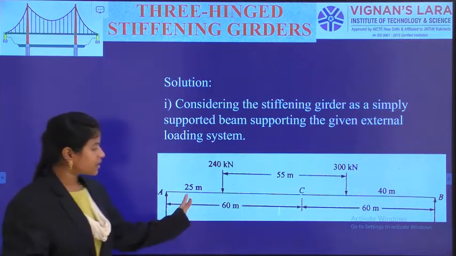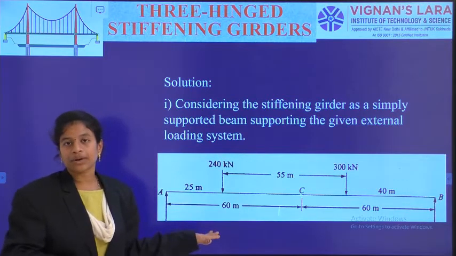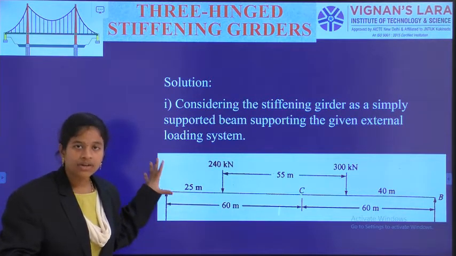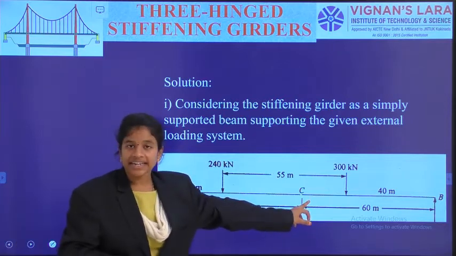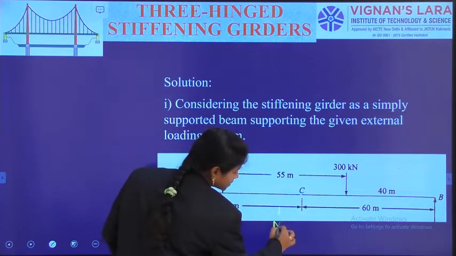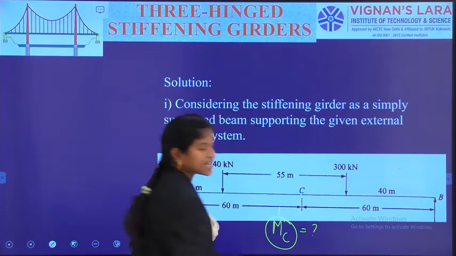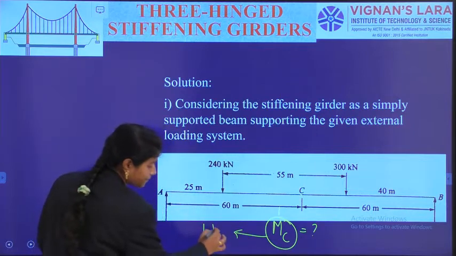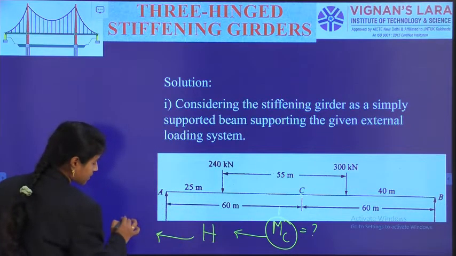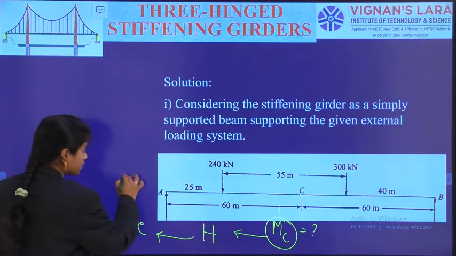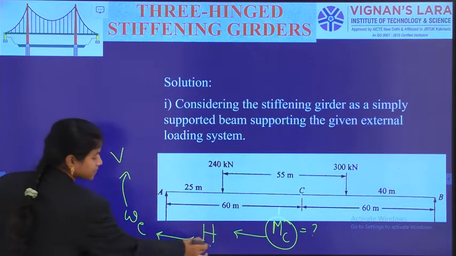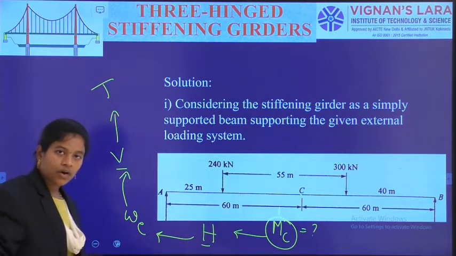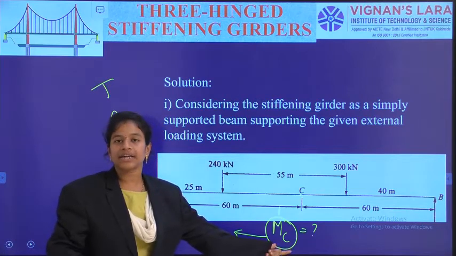How will we calculate it? For calculating this type of simply supported beam, I need to calculate the support reactions at A and B, for calculating the bending moment at C, which is M suffix C. Because this MC is what gives me the answer of capital H. This capital H gives me the answer of WE. This WE gives me the answer of V. This V and H combined will give me the answer of capital T. So, involving all these steps, firstly I am concentrating on capital M suffix C.